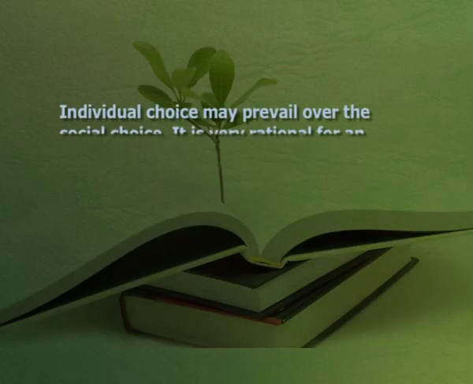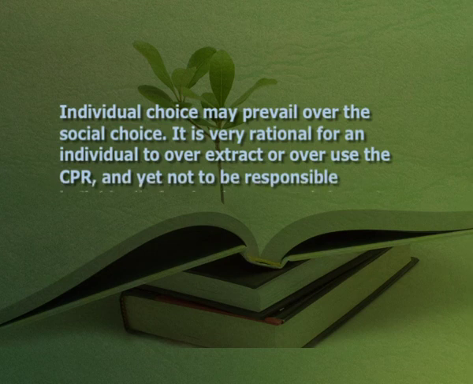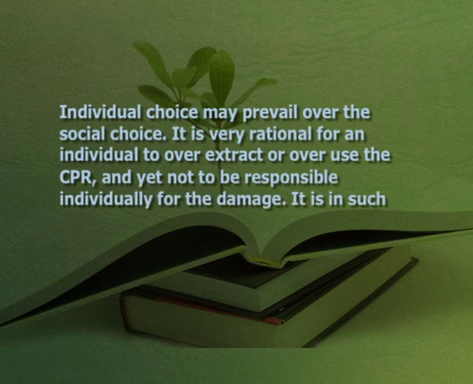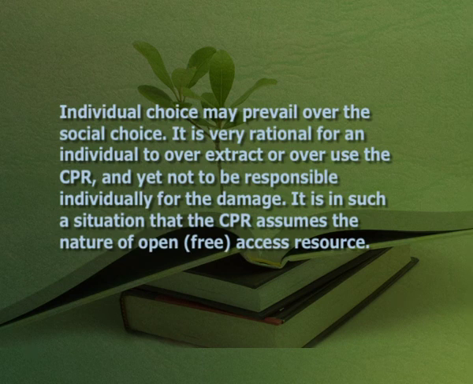are violated. A much referred to problem with common property resources is the tragedy of the commons. Whenever any of the set rules and regulations characterized for CPR are violated, individual choice may prevail over the social choice. It is very rational for an individual to over-extract or overuse the CPR and yet not to be responsible individually for the damage. It is in such a situation that the CPR assumes the nature of open access resource.